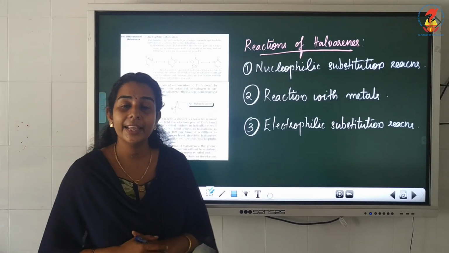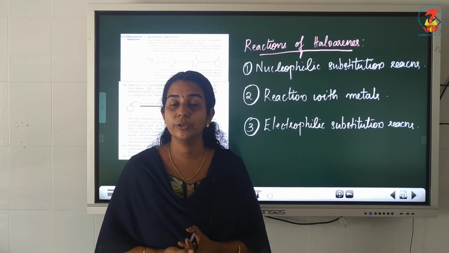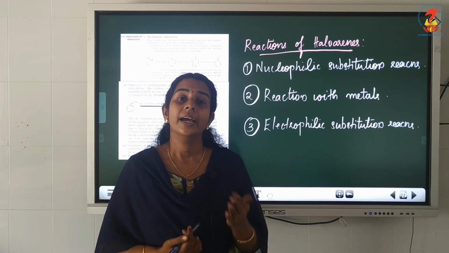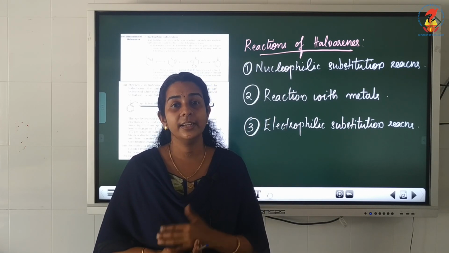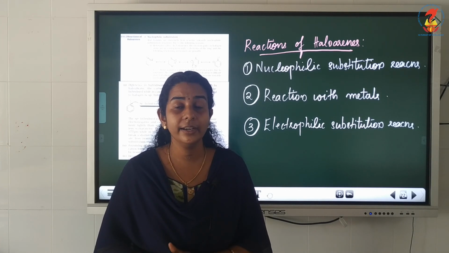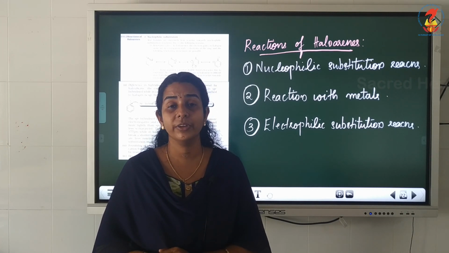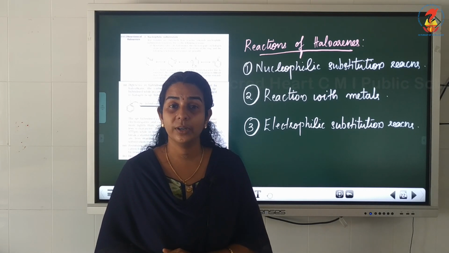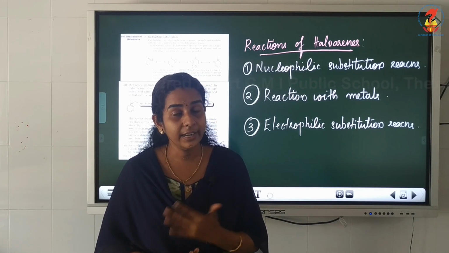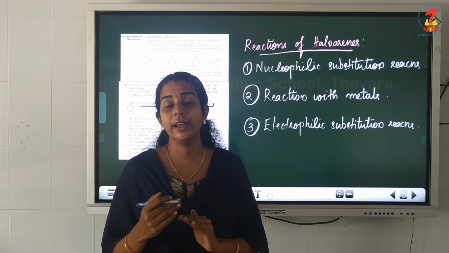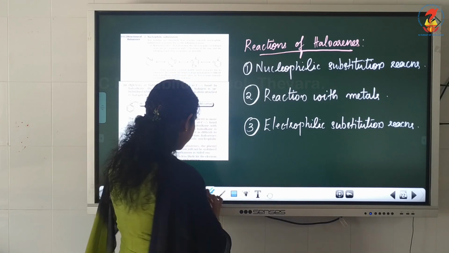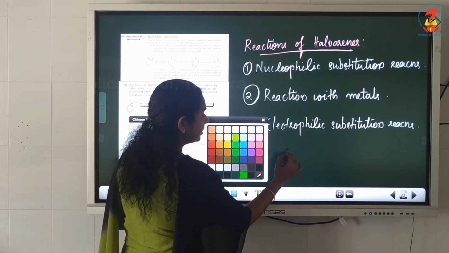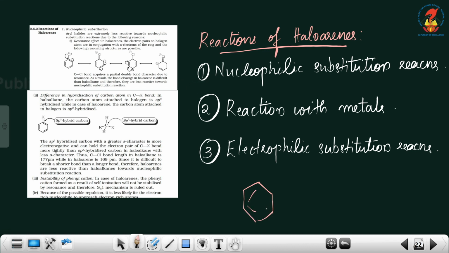Just like in alkyl halides, what is meant by nucleophilic substitution reactions? Yes, it is the halogen atom present in the alkyl halide or aryl halide being replaced by another nucleophile like OH minus, CN minus, etc. Before we start, what is meant by aryl halides? Yes, halogen directly attached to the benzene ring. Isn't it? So how can we represent aryl halides generally? X directly attached to the benzene ring.